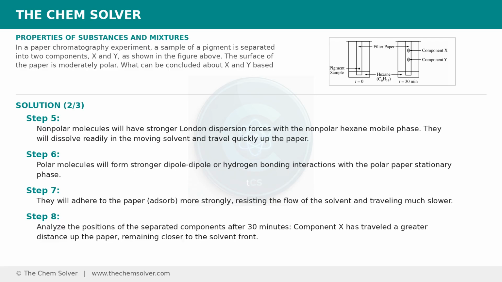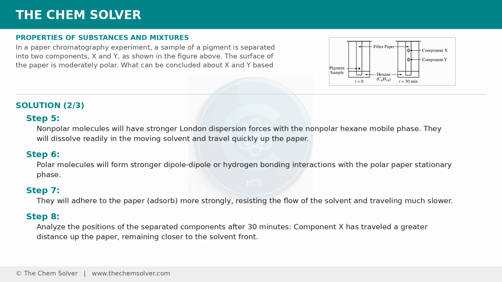Nonpolar molecules will have stronger London dispersion forces with the nonpolar hexane mobile phase. They will dissolve readily in the moving solvent and travel quickly up the paper. Polar molecules will form stronger dipole-dipole or hydrogen bonding interactions with the polar paper stationary phase. They will adhere to the paper, adsorb more strongly, resisting the flow of the solvent and traveling much slower.